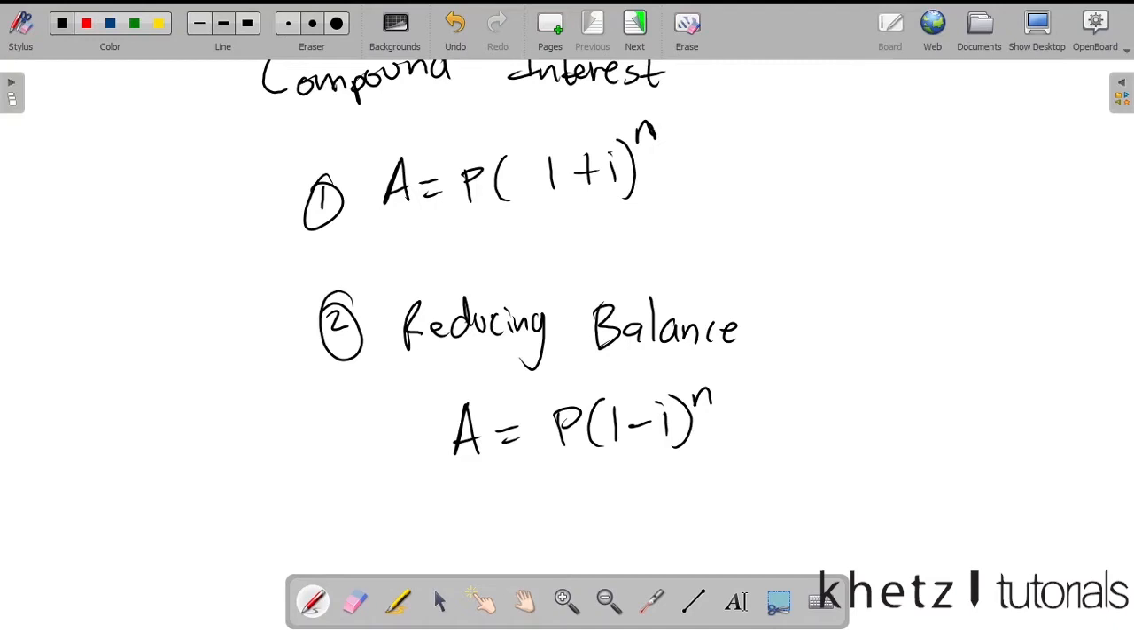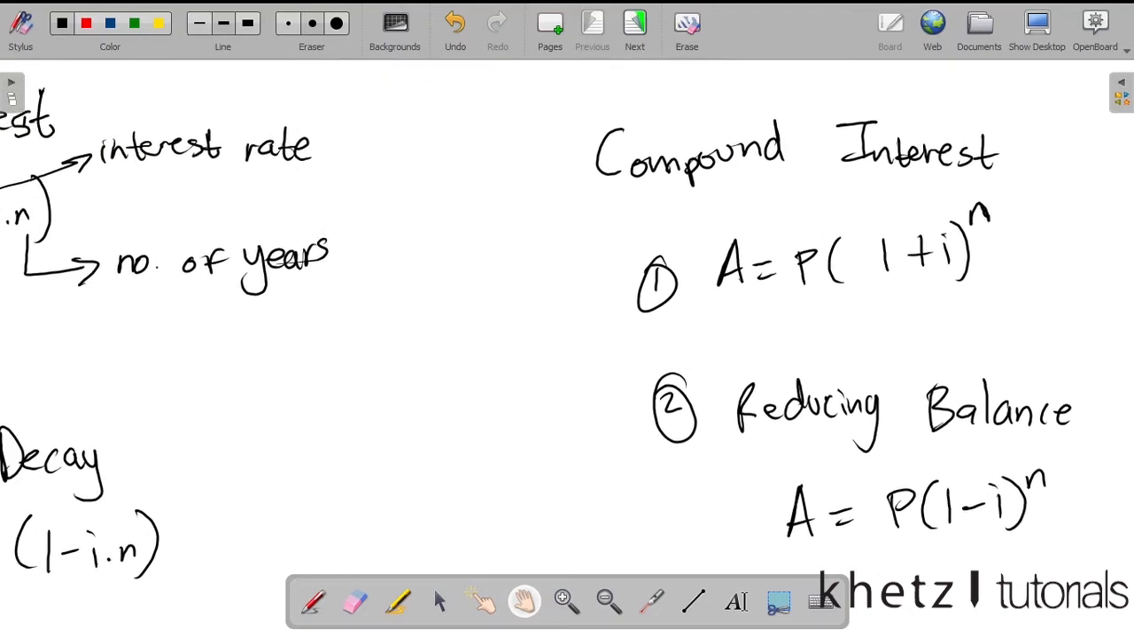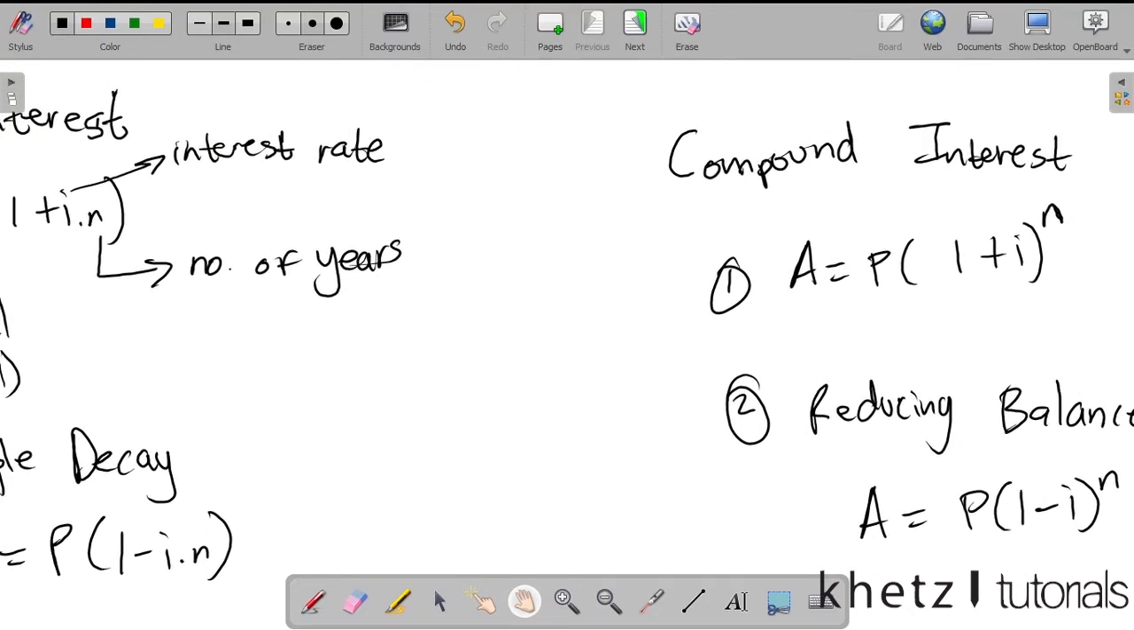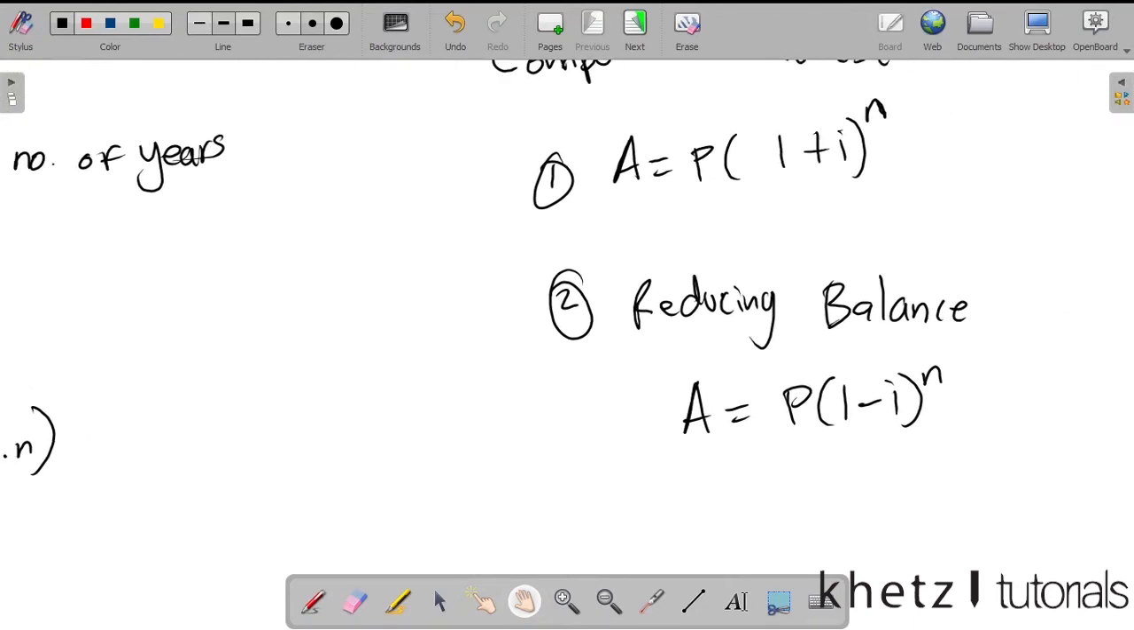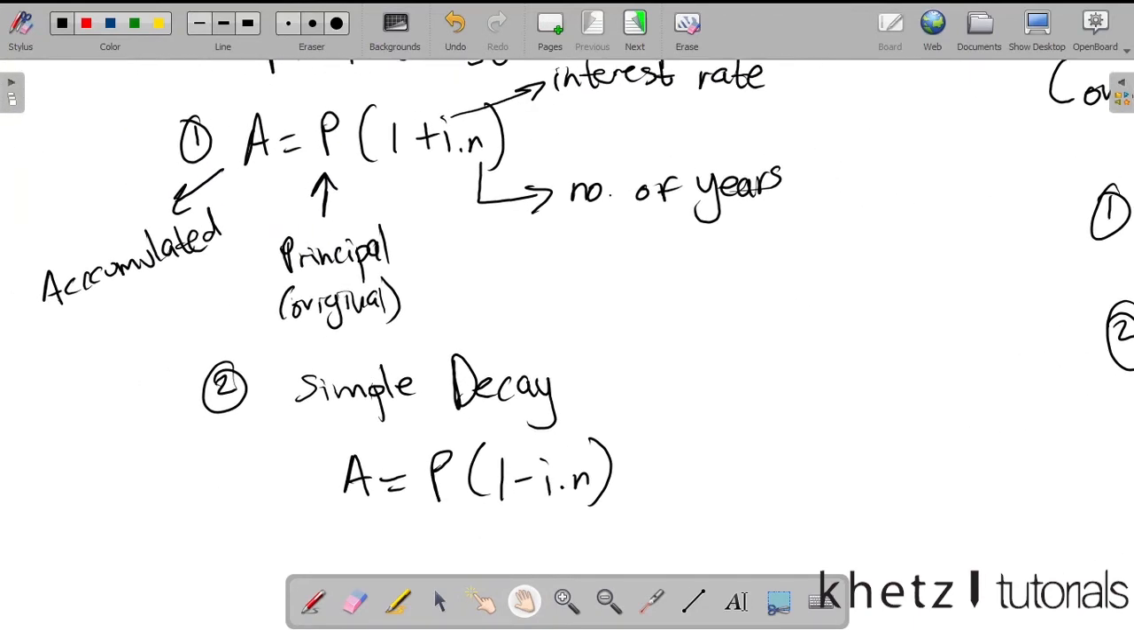I'm just going to move on to examples. So just have these formulas at the back of your mind, and I'm going to move on to examples so that we actually see these things in play and see how you can use these formulas.